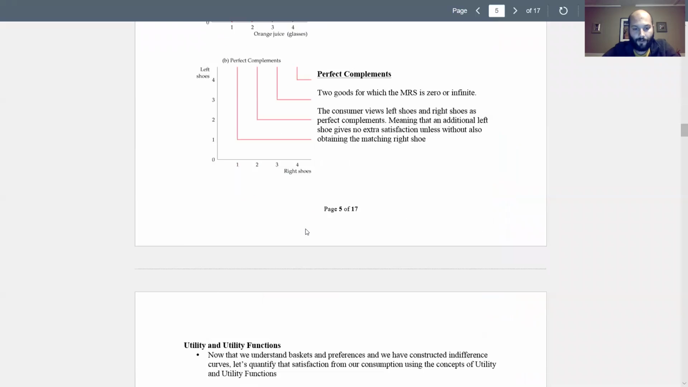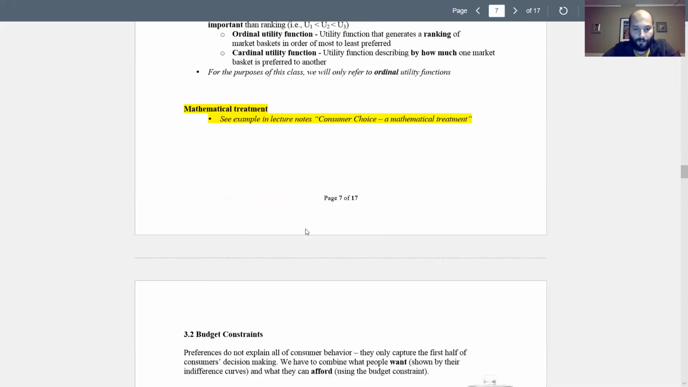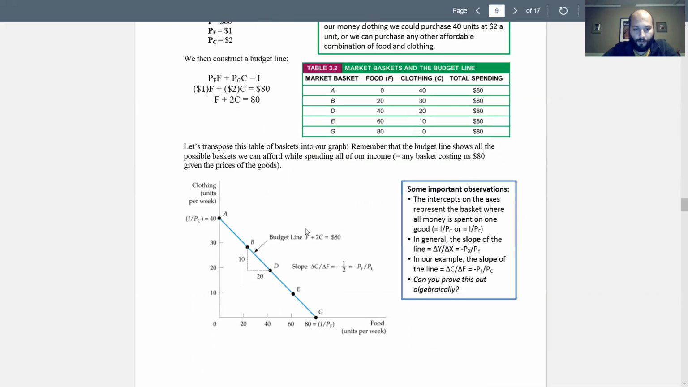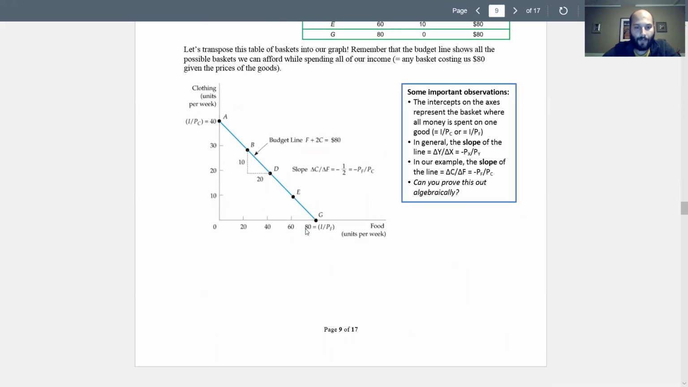Then we talked about budget constraints. If a consumer has a set income, we can map out the budget constraint of all of the possible combinations of the goods that they can purchase. Anything out here we can't purchase, it's unaffordable given our income. Anything inside of the budget constraint is inefficient. We could be spending more money. There's no purpose for saving right now.